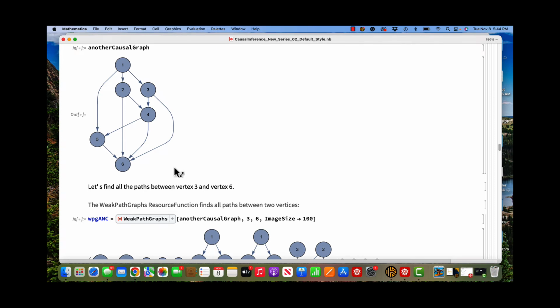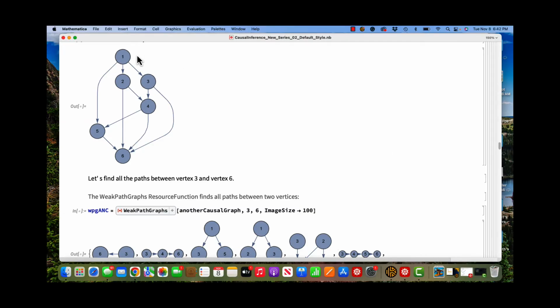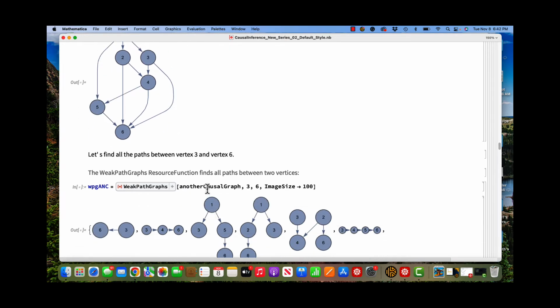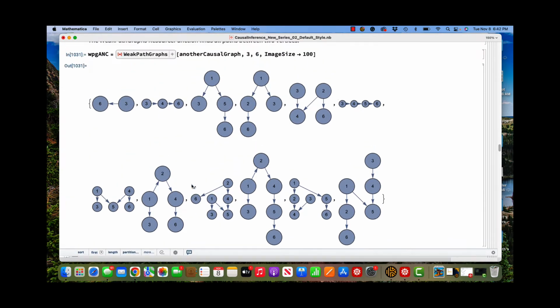Let's actually now look at another causal graph and see if we can figure out how to put this all together. All right, here's our causal graph, and let's see what the causal effect of variable 3 is on variable 6. Okay, let's find all the path graphs. Here's another causal graph. Let's get the weak path graphs from 3 to 6. That just controls the size of the results. All right, and you can see there are a number of them.